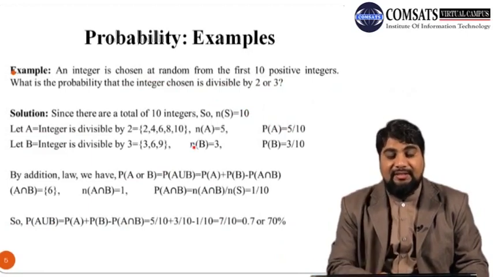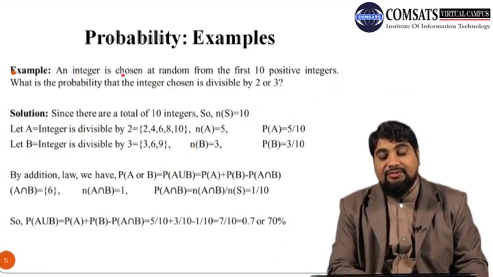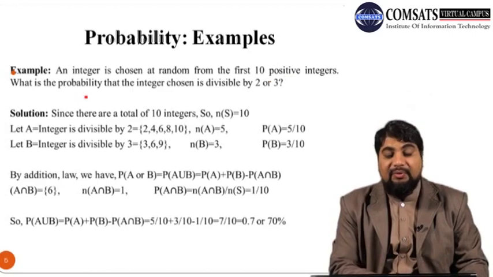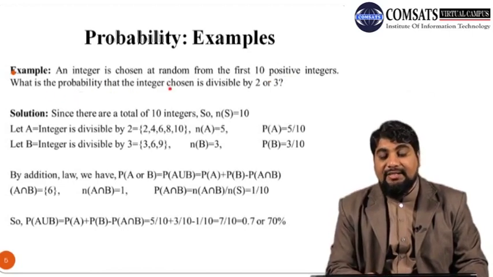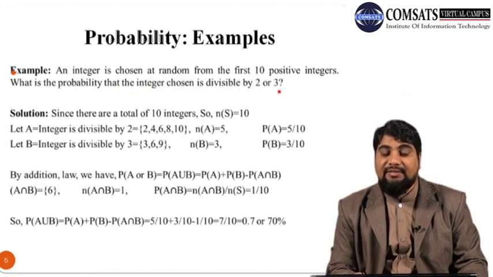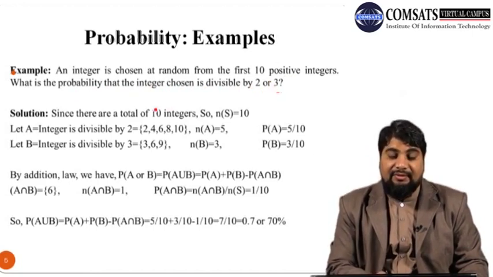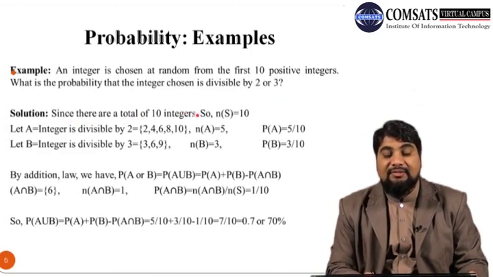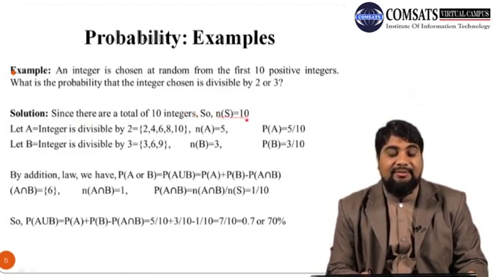So let us consider another example. An integer is chosen at random from the first 10 positive integers. What is the probability that the integer chosen is divisible by 2 or divisible by 3? Since there are a total of 10 integers in this case, the total number of sample points is 10.